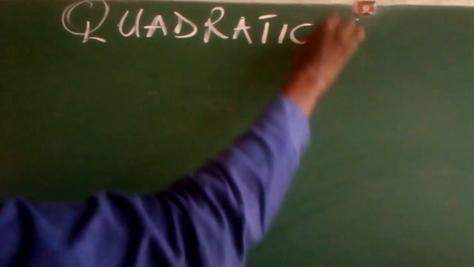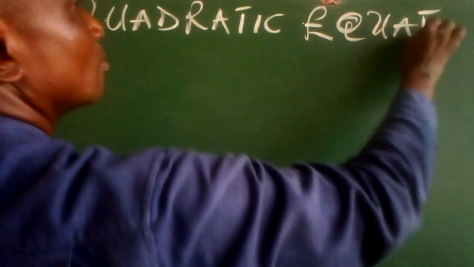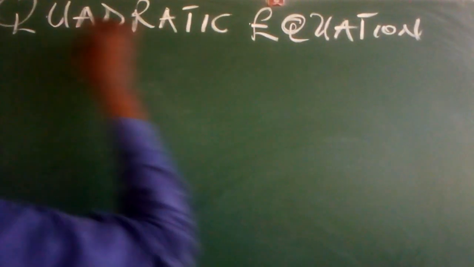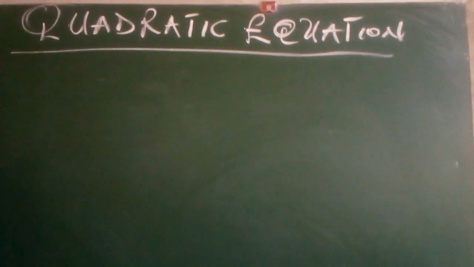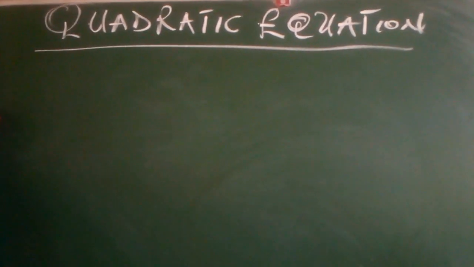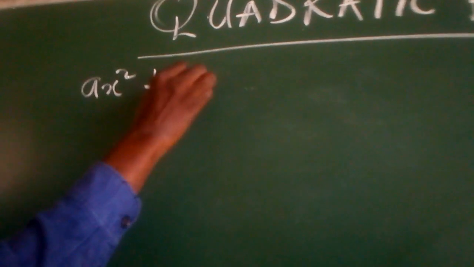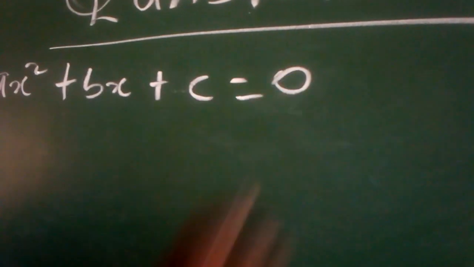We shall be looking at quadratic equation. Without wasting time, we shall be proving the almighty formula, from the general quadratic expression, ax squared plus bx plus c equal to 0.